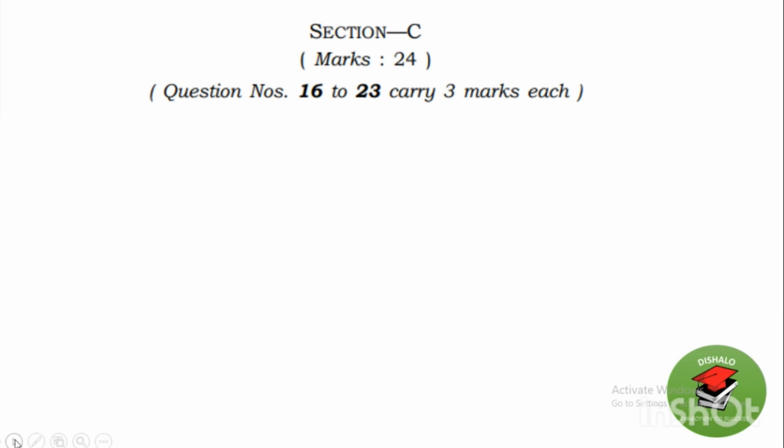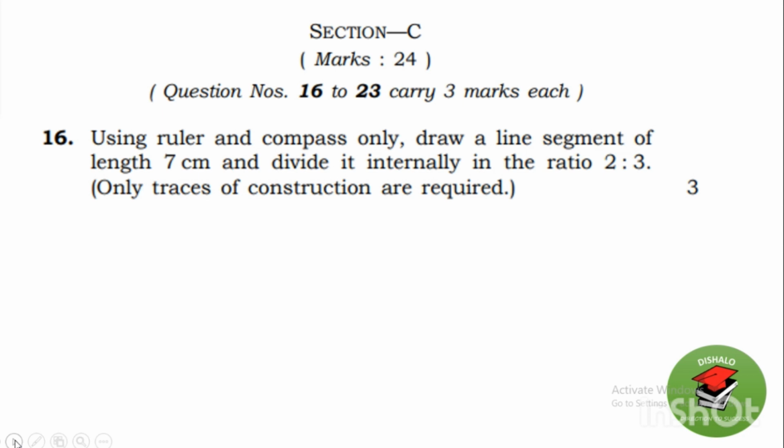So section C, these are questions from 16 to 23 which carry 3 marks each. Using ruler and compass only, draw a line segment of length 7 cm and divide it internally in the ratio 2:3. So we'll draw a line segment of 7 cm and divide it internally in the ratio 2:3. So let us see the solution.